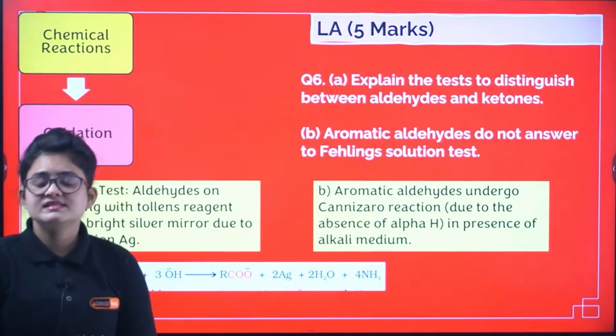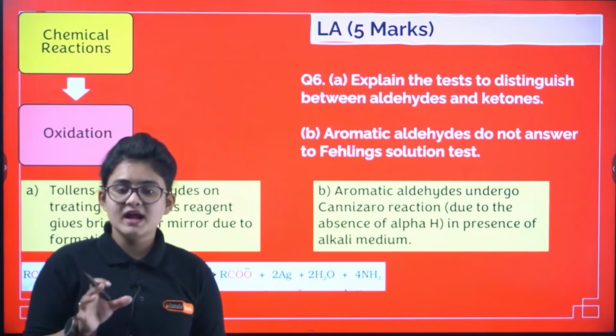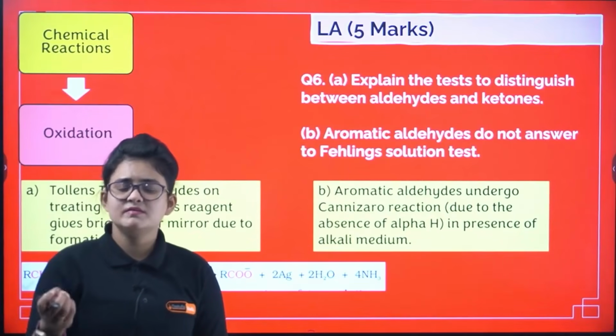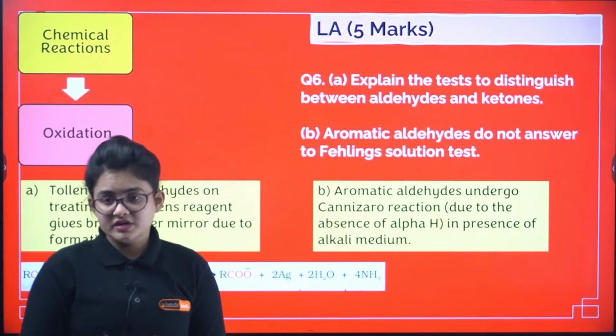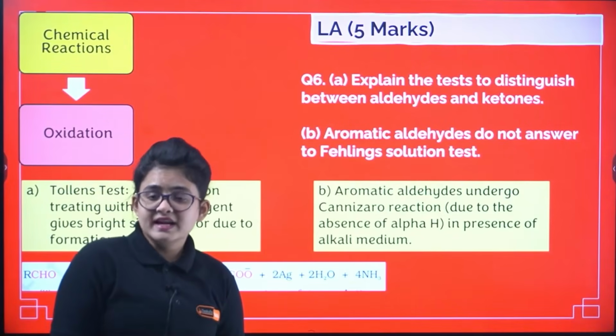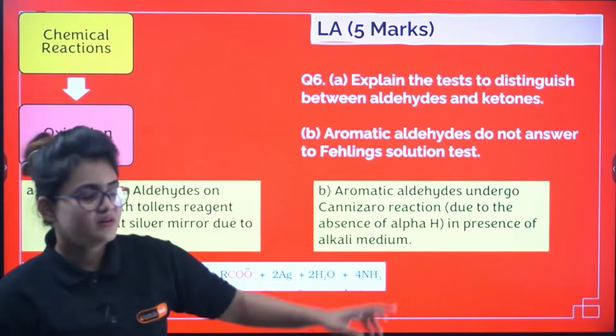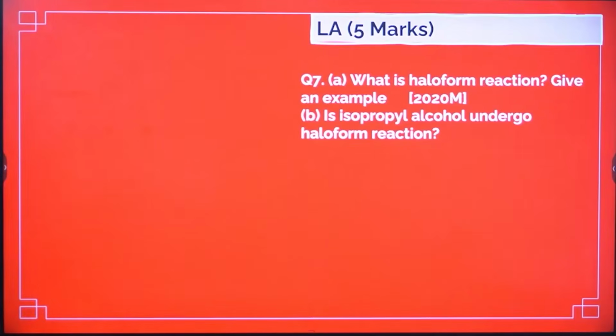Aromatic aldehydes basically have one aromatic ring, right? So with the aromatic ring, the carbonyl carbon becomes very much electronically rich, right? So that's the reason Fehling's solution cannot oxidize that further. Okay, let's proceed. What is haloform reaction?